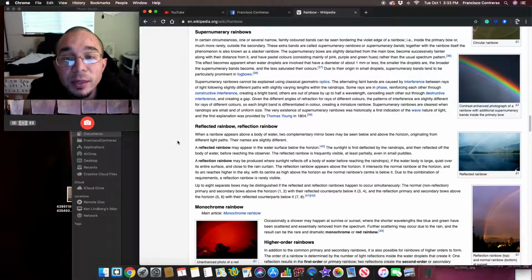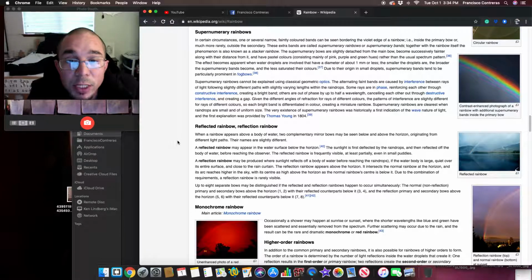The effect becomes apparent when water droplets are involved that have a diameter of about 1 mm or less. The smaller the droplets are, the broader the supernumerary bands become, and the less saturated their colors. Due to their origin in small droplets, supernumerary bands tend to be particularly prominent in fog bows.